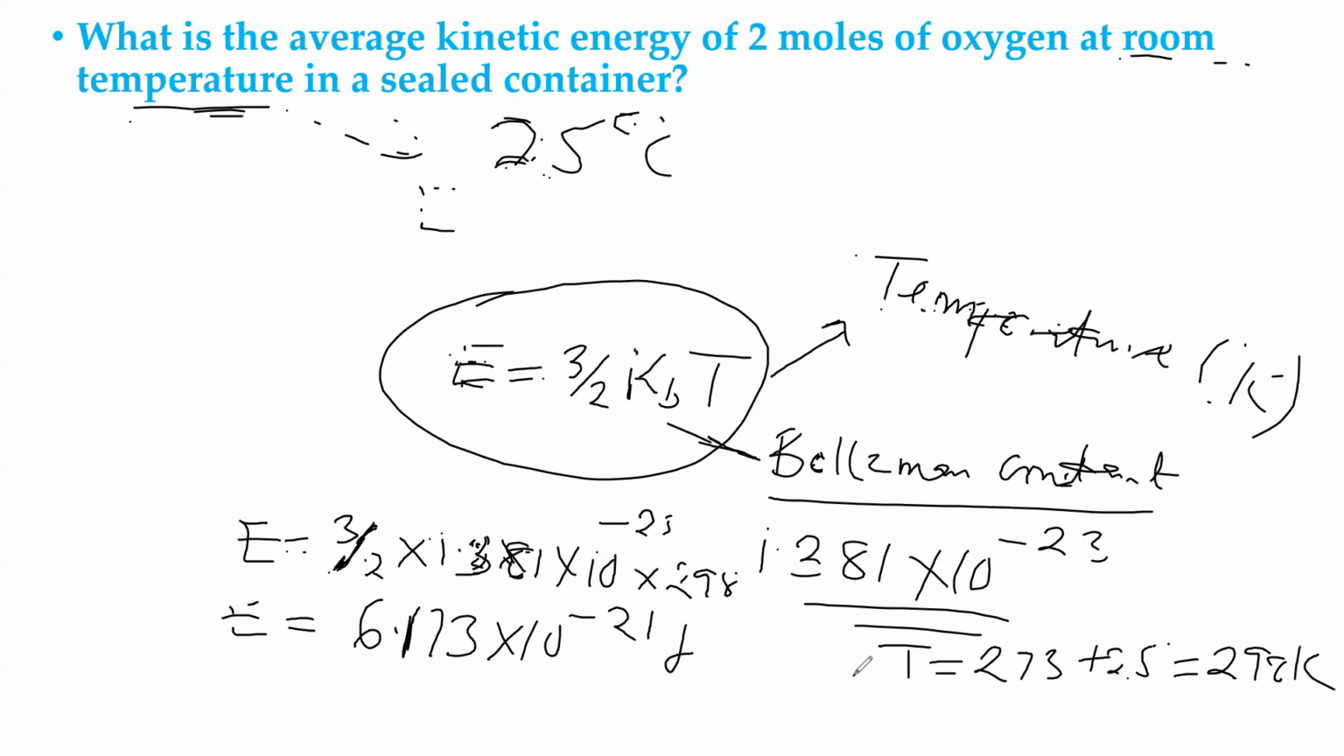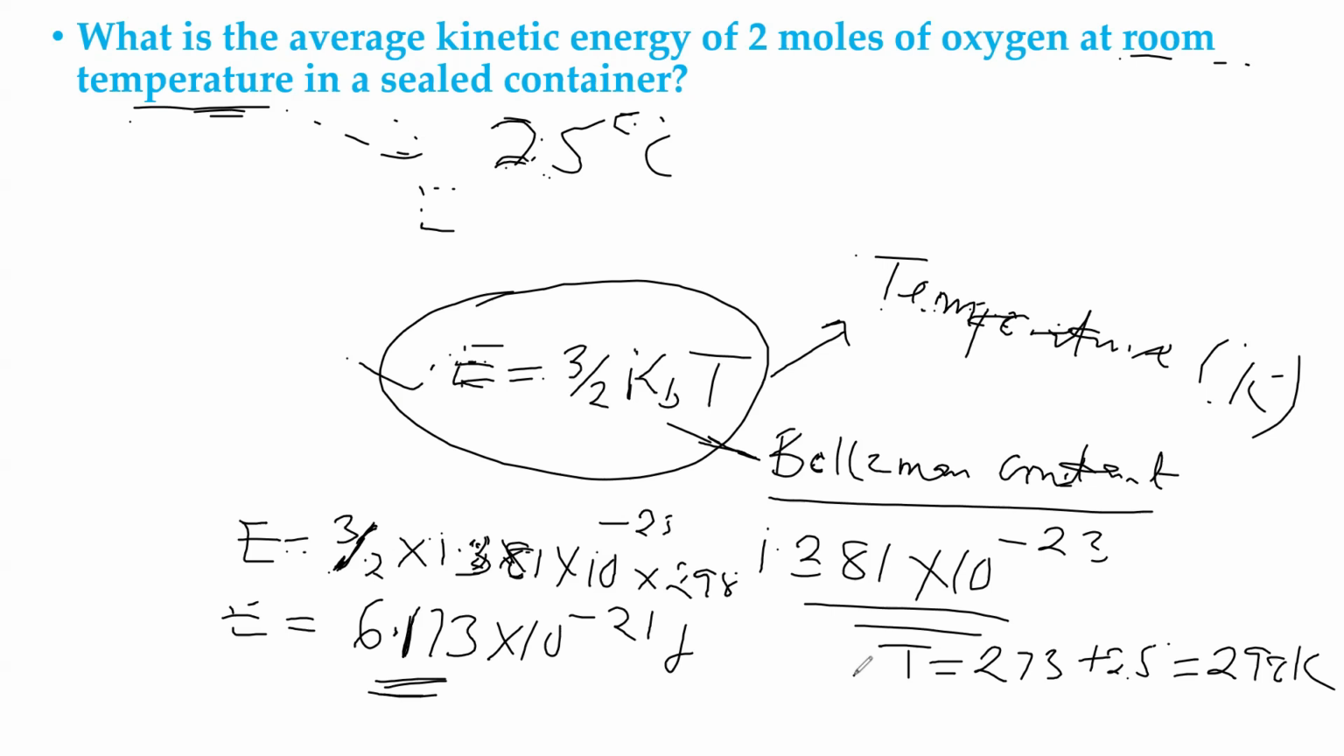So this formula is actually used for calculating the average kinetic energy of an ideal gas per molecule. But in this case, that is not the case. In this case, we are actually going to calculate the average kinetic energy of 2 moles of oxygen gas at room temperature. So how are we going to calculate it? We are going to use the second formula, not this one. This one is just to give you an idea on how to calculate the average kinetic energy of an ideal gas per molecule.